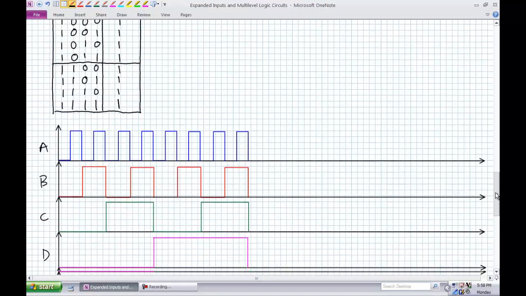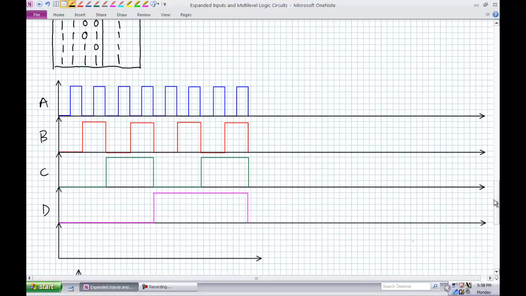What does the timing diagram look like for this guy? Okay, so here's our 4-bit input, D, C, B, and A, taking the following pattern. It's probably going to look like right about here. Sorry that it's not right on a block. Basically this is the only 0. We've got a 1 right there. So just like we'd expect, if any input is high, we get an output high.